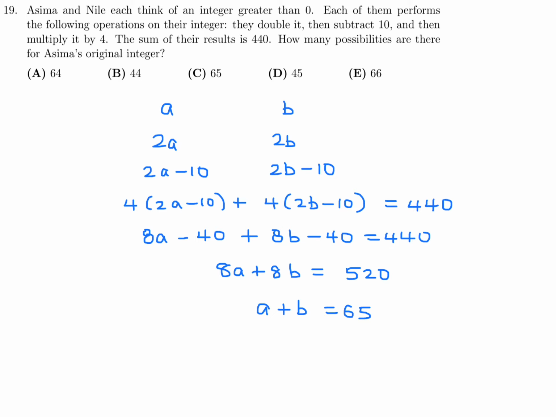So if you were to make a little list, A and B, and run through integer values, the smallest A can be is 1, right? That's the smallest integer. And when that's the case, B is 64. And then you just keep going down, and at the very end, the smallest B could be was 1, and when that happens, A is 64. So it looks like we have all the possibilities from 1 to 64, all the integers. So that's 64 possibilities. And therefore, number 19, the answer is A.